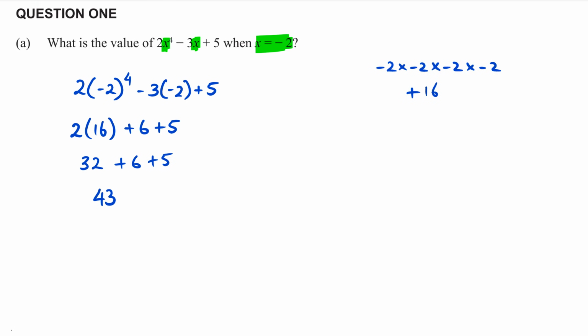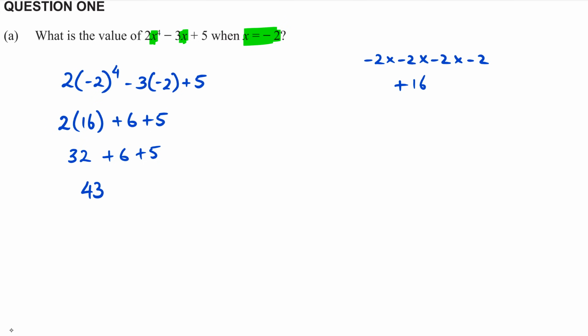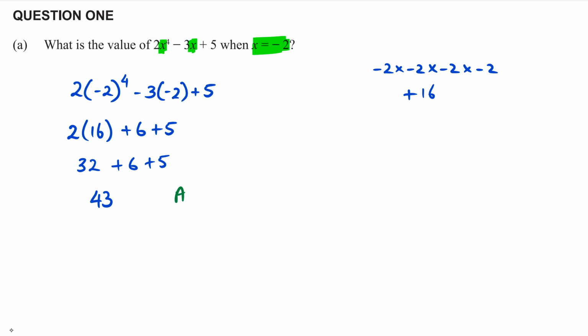For this answer you will get an Achieved grade, and you have to get the correct answer. Numerical errors are not allowed. So if you make a mistake with the calculation, that's just tough luck. You've got to make sure you get the answer correct in one go. Okay, so that's question 1A.